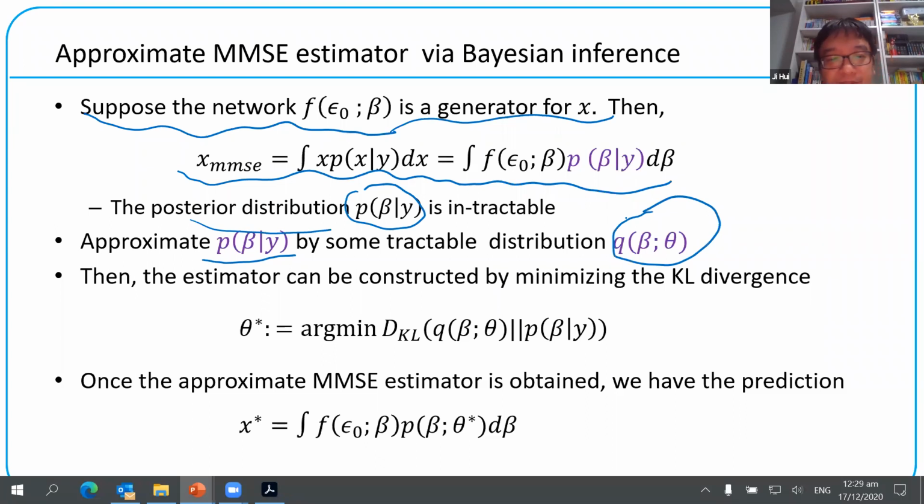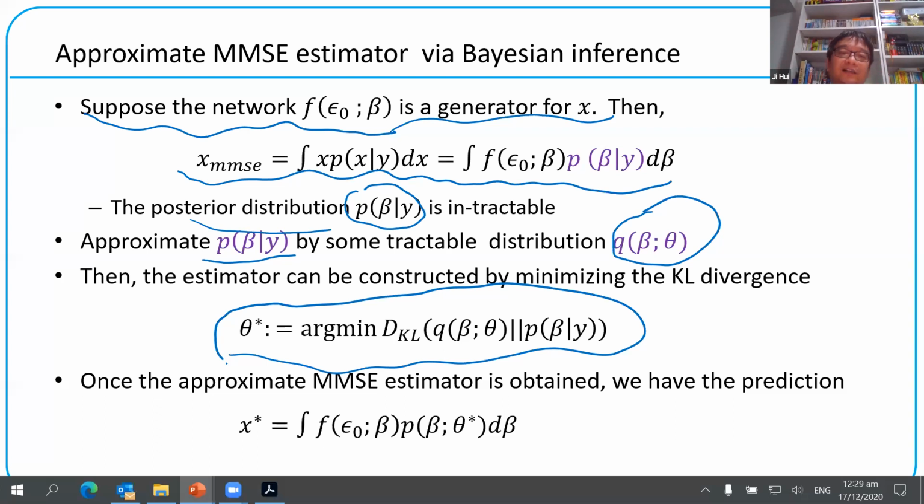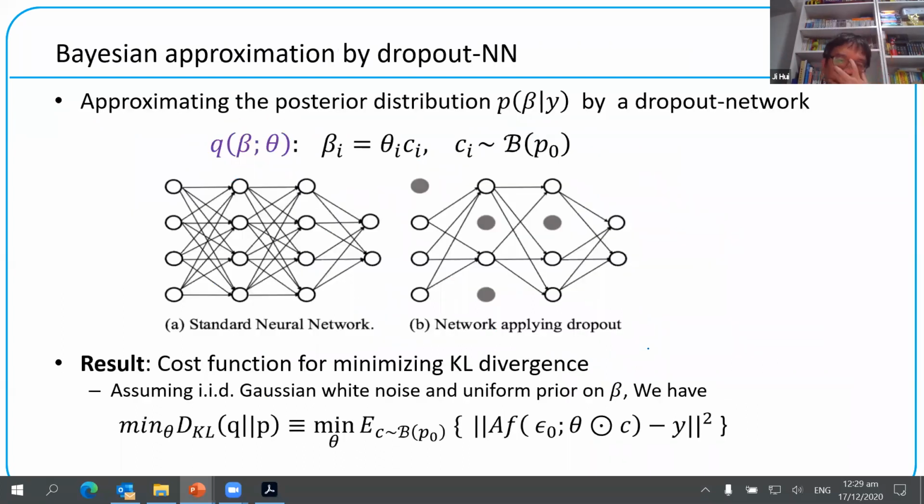We call it Q. Then you construct an estimator by minimizing the KL divergence between the true posterior distribution and this tractable distribution. Once you're done, you get an approximate MMSE estimator. Then you get a prediction which, of course, is not exactly MMSE, but is an approximate MMSE estimation. Here I consider two Bayesian approximations.